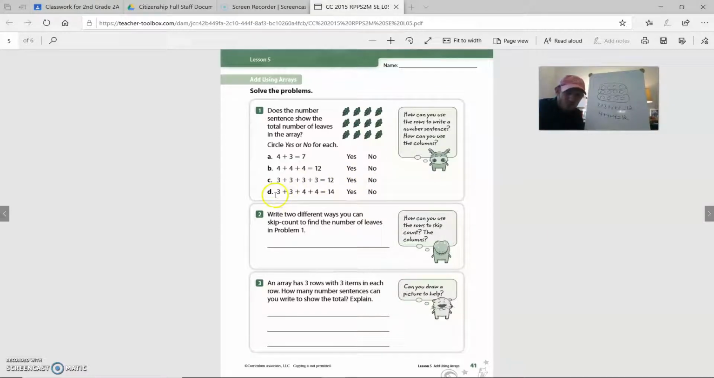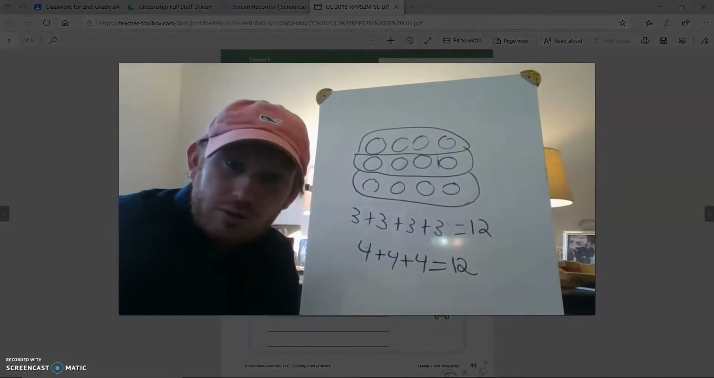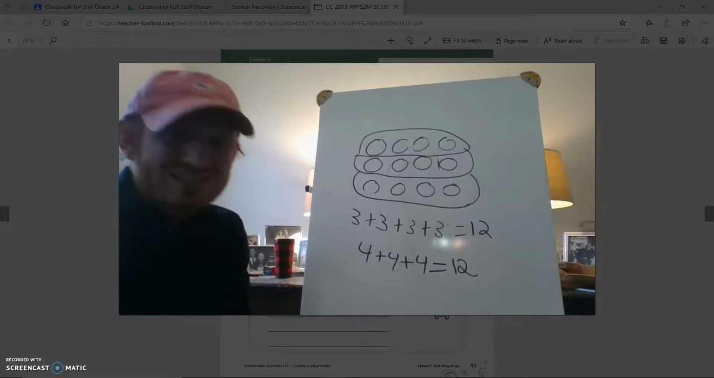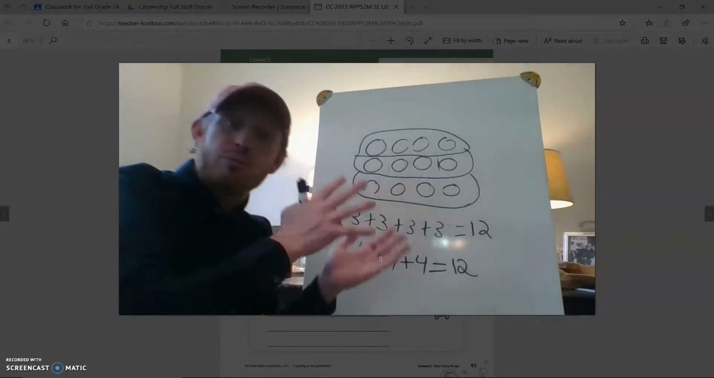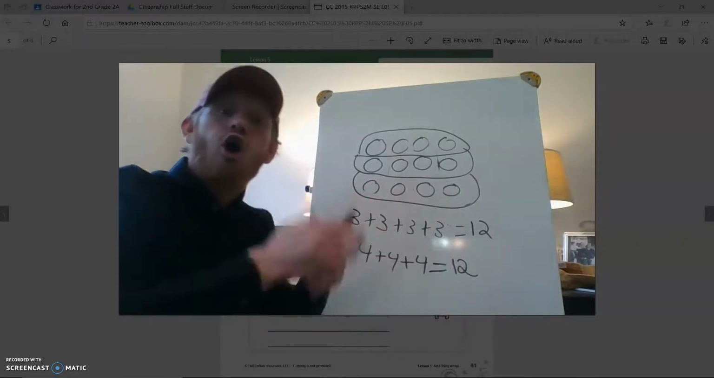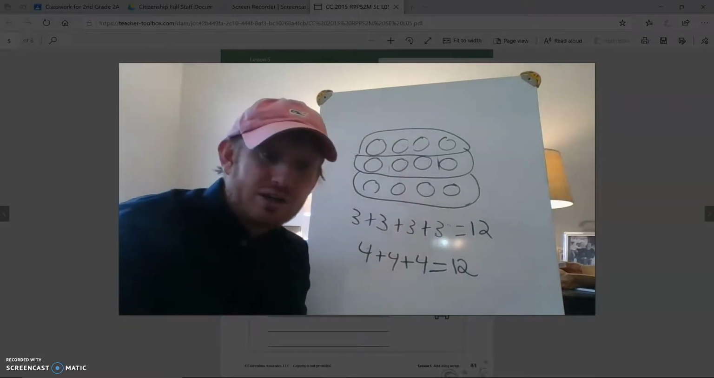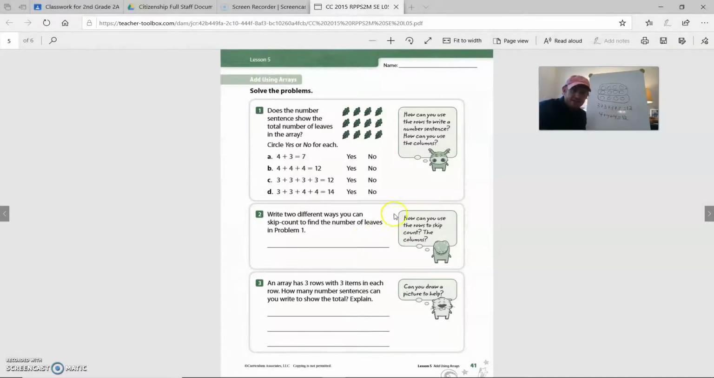And then our last one is 3 plus 3 plus 4 plus 4. Well, if we look at our picture, that doesn't make any sense. There's not some groups of 3 or some groups of 4. It's either all groups of 3 or all groups of 4. So we know that that is a no.